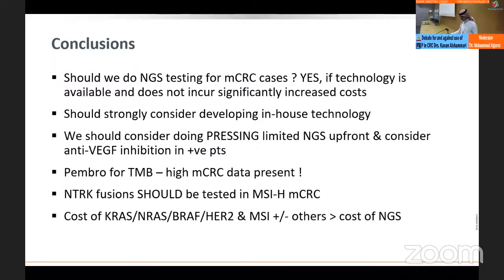Now, I think we all know the story with pembrolizumab in tumor mutational burden high. And I have shown you that TMB high colorectal cancer data actually exists. So we should be testing TMB in our colorectal cancer cases. NTRK fusions should be tested in microsatellite high metastatic colorectal cancer. Responses are remarkable. So we should be testing these patients for NTRK fusions using NGS.